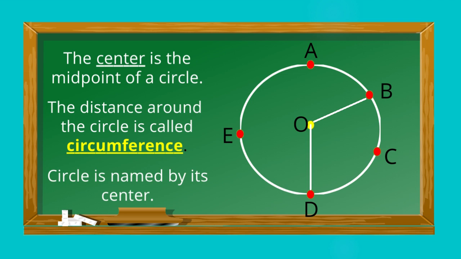So from this figure, we have circle O, and then there are points: point A, point B, point C, point D, and point E, which are equidistant from a fixed point called the center, which is circle O.